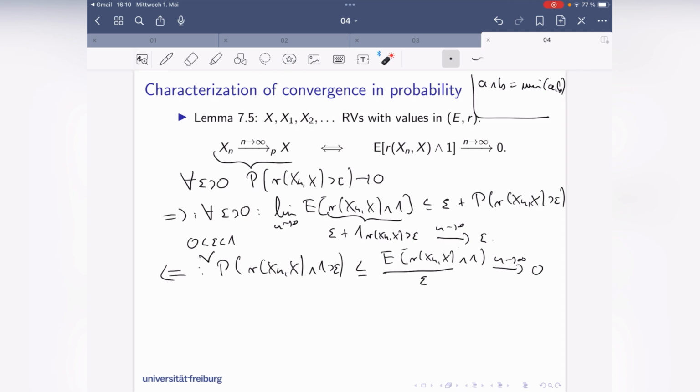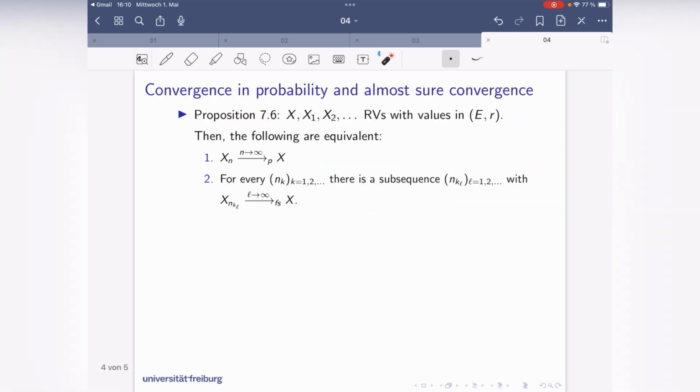Okay, very nice. So what remains to be done is the main result, which we want to prove today. Convergence in probability is equivalent to saying that for every subsequence, there is another subsequence, such that along this subsequence you have almost sure convergence. There's a typo: AS stands for almost surely.